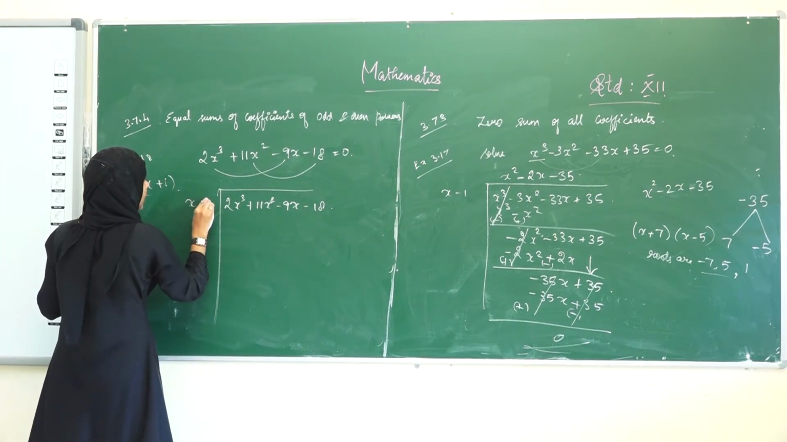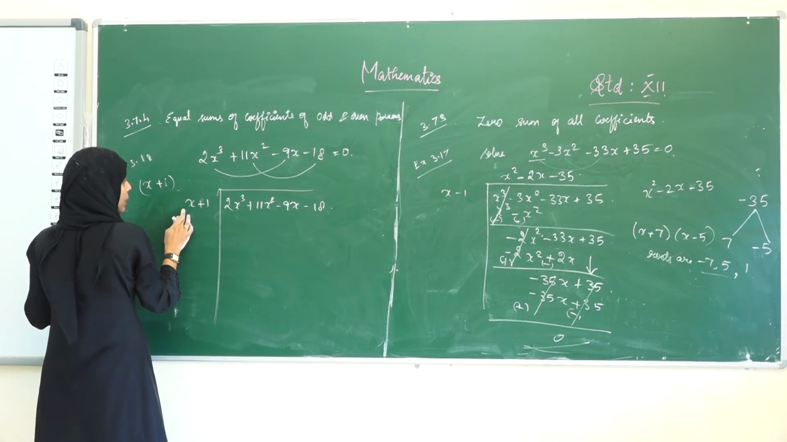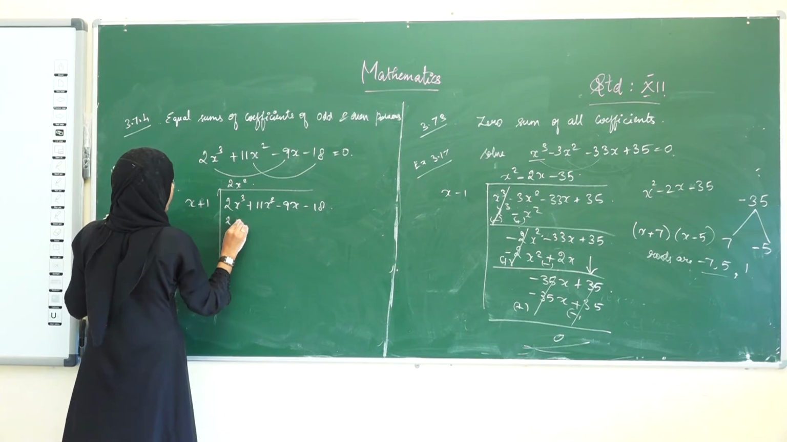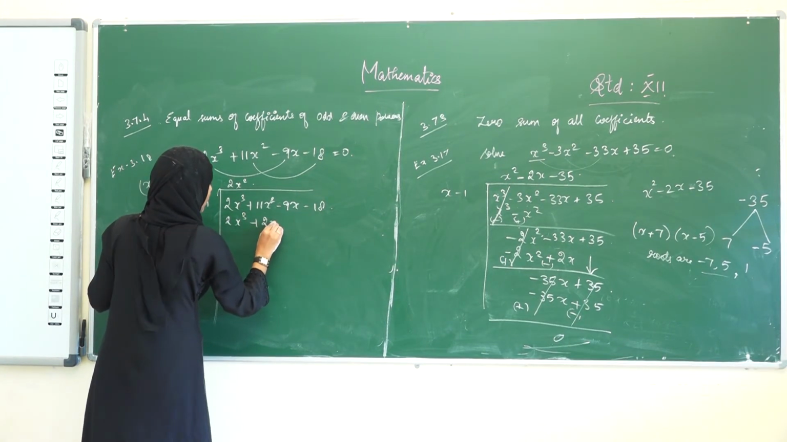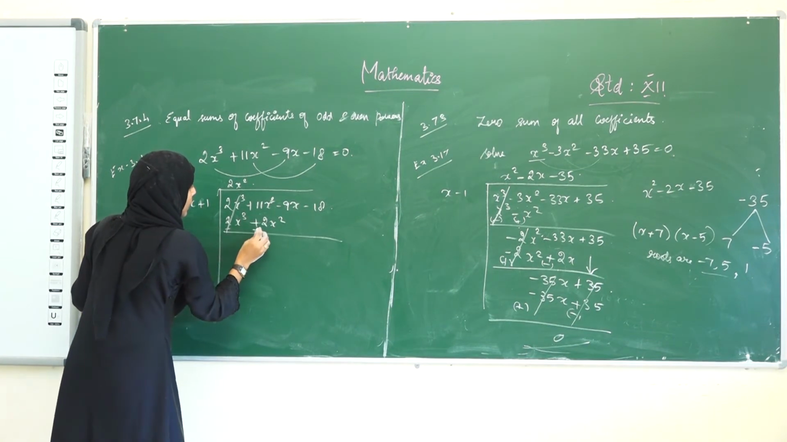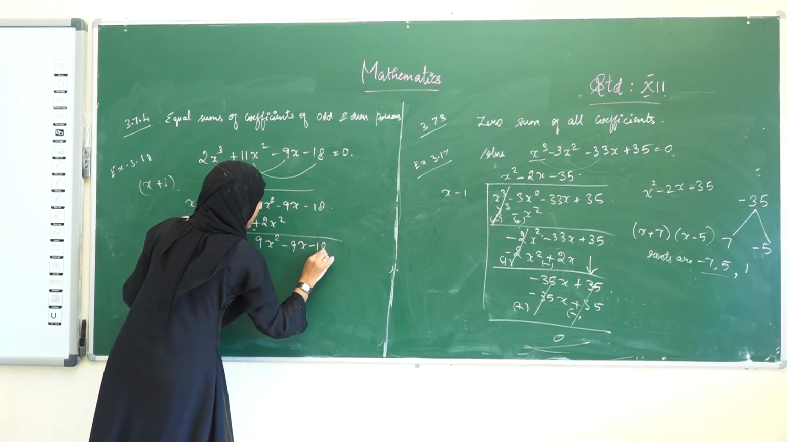Here it is x plus 1. So we have to consider this term. We are going to multiply this with 2x square, therefore 2x cube plus 2x square. On changing the symbols, 11x square minus 2x square is 9x square, minus 9x minus 18.